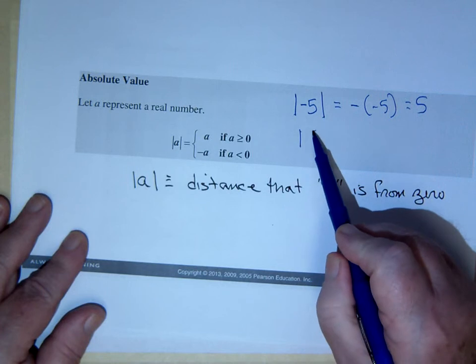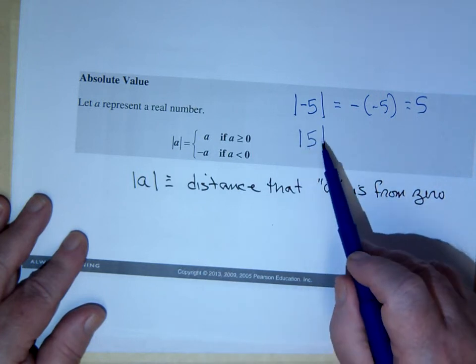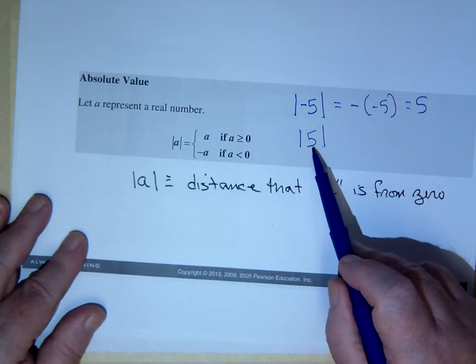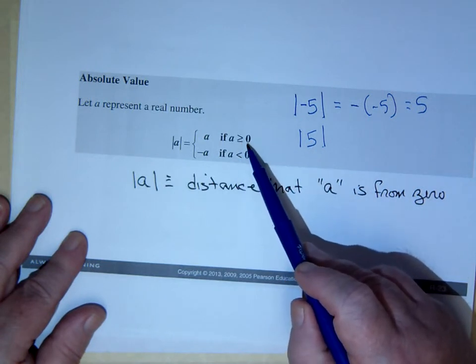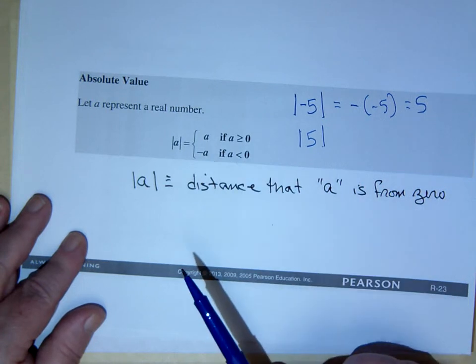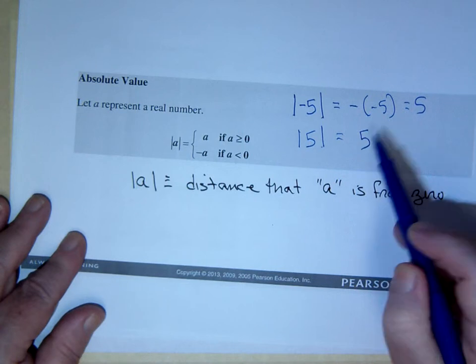If we talk about the absolute value of 5, we say, all right, what is between the absolute value symbols is 5. So is it the top or the bottom? Well, clearly 5 is bigger than or equal to 0, so we use the top definition, and we will find that this is just equal to 5.